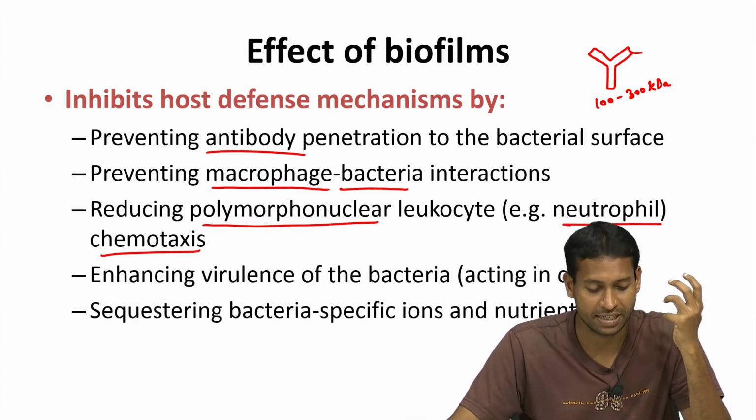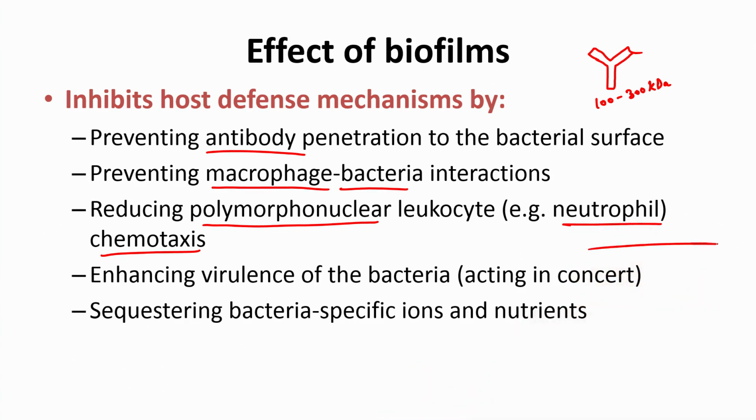Now, what also starts happening is that this bacteria, which is happy in this slimy layer, starts interacting with each other. Let us say a particular bacteria has developed a mutation that causes it to become pathogenic. It can start to acquire those mutations, it can start to multiply, and it can start to degrade the surrounding environment to get more nutrients and more growth factors for its growth also. So, that becomes a major problem again. They start sequestering bacterial specific ions and nutrients too.